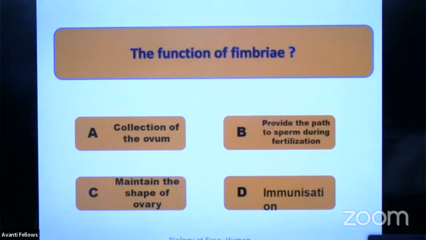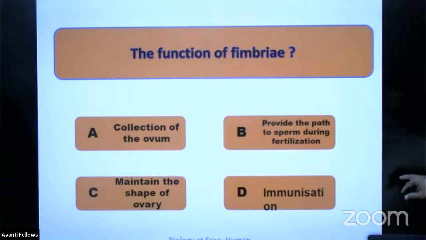The function of fimbriae. Fimbriae is the last part of the oviduct. And what is the function? It is not for maintaining the shape, or for immunization, and it is not at all providing the path for the sperm, because sperms are not reaching there in the last part, and it is only for the collection of the ovum. After the ovum is released from the ovary, it will be collected by this last part of the oviduct, which we call the fimbriae.